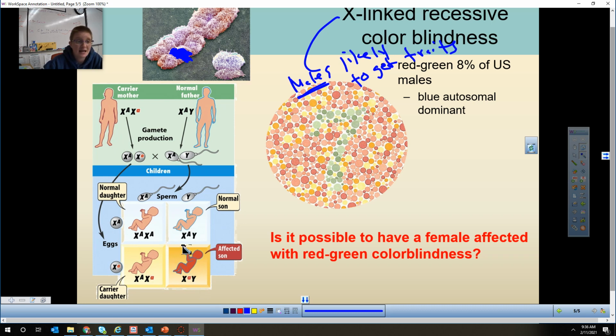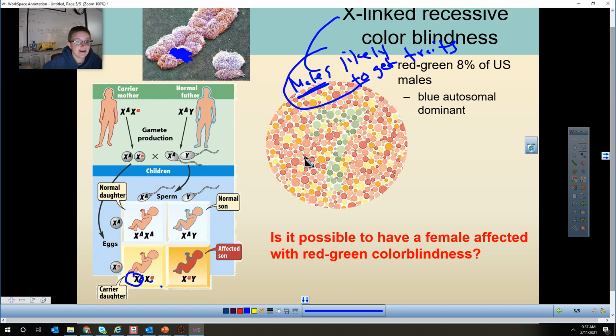But females, as long as it's a recessive trait, have double the chance of getting a good chromosome. So this female has a normal chromosome and an affected chromosome. Since the normal one is dominant, she's not affected with color blindness. She's also a carrier though, so she could pass it on to her kids, but she's normal. So it's really interesting with these traits. You're going to see more males getting sex-linked traits than females getting sex-linked traits.